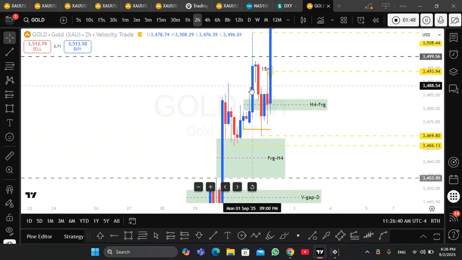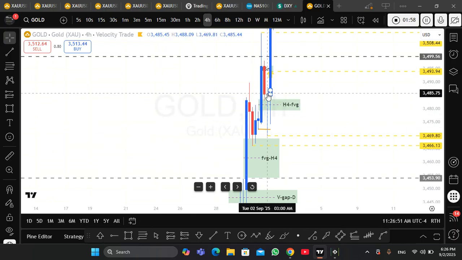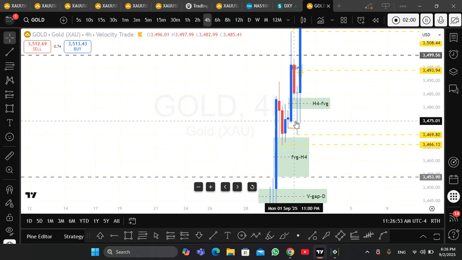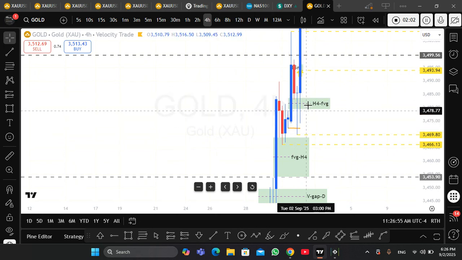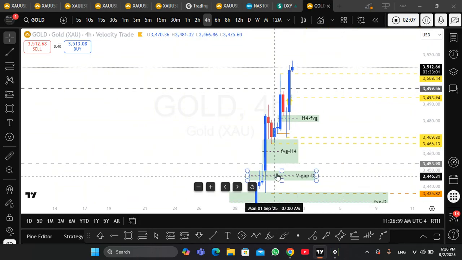On H2, you can see there was a fair value gap here against this fair value gap, and also a fair value gap here. On H4, you can see this fair value gap with this rejection. It's a very, very beautiful rejection candle, and that means it goes with the buys because the market is trending bullish.